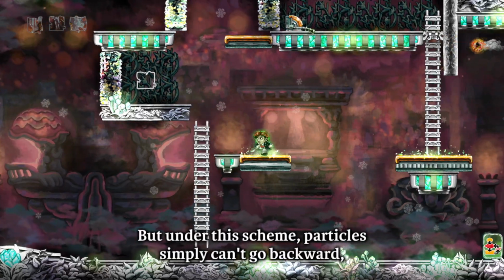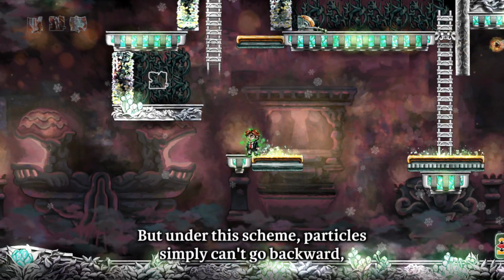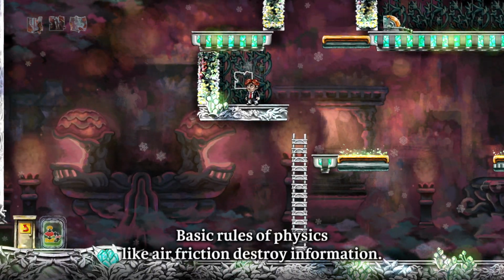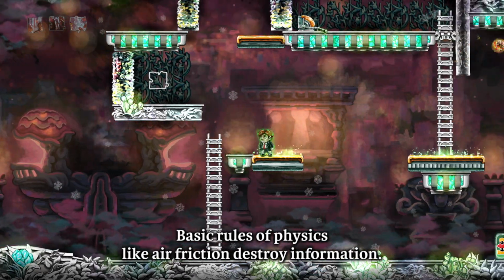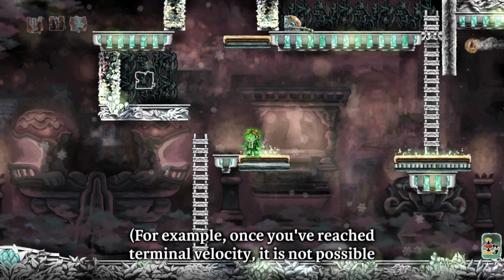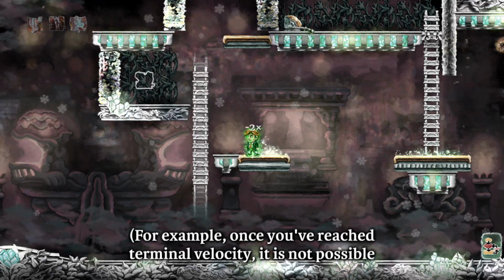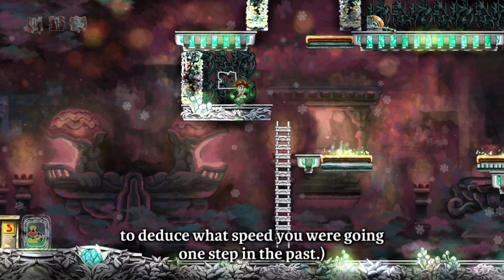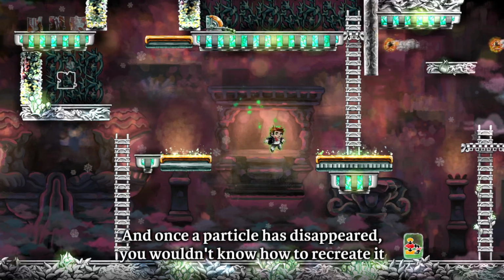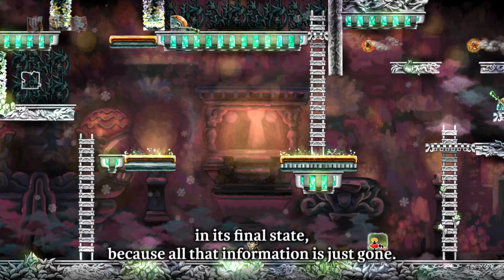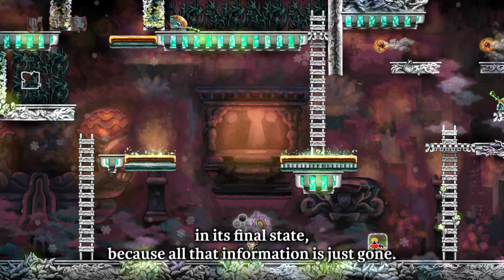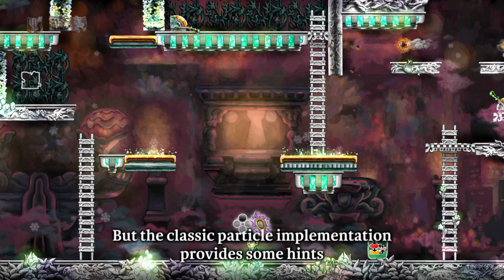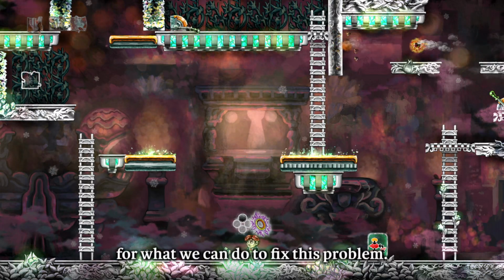But under this scheme, particles simply can't go backward, because this simulator function isn't bidirectional. Basic rules of physics, like air friction, destroy information. For example, once you've reached terminal velocity, it is not possible to deduce what speed you were going one step in the past. And once a particle has disappeared, you wouldn't know how to recreate it in its final state because all that information is just gone.